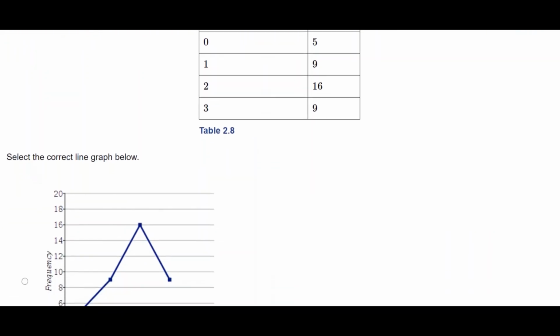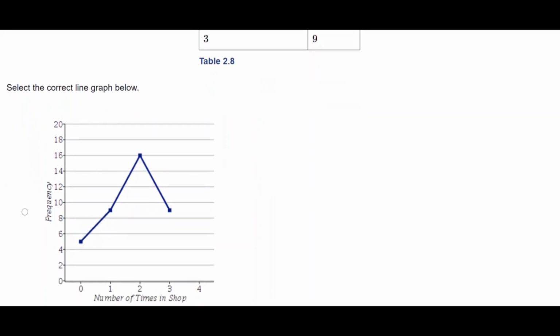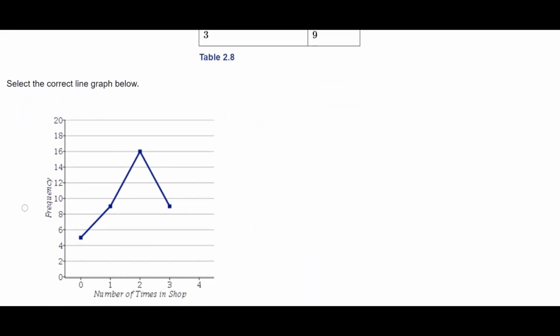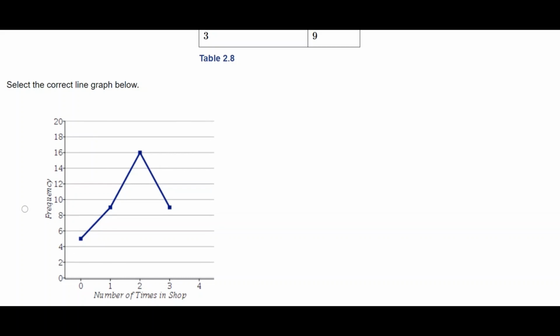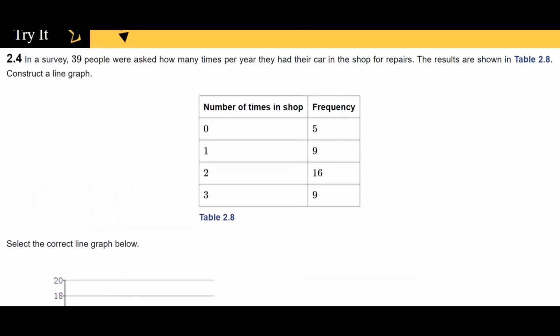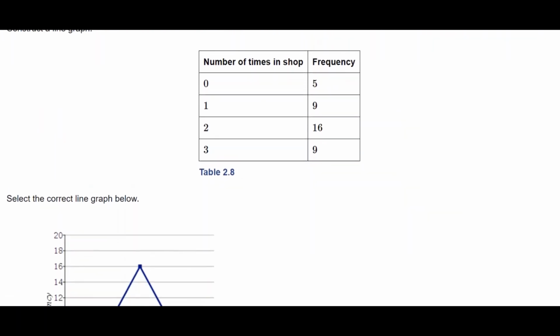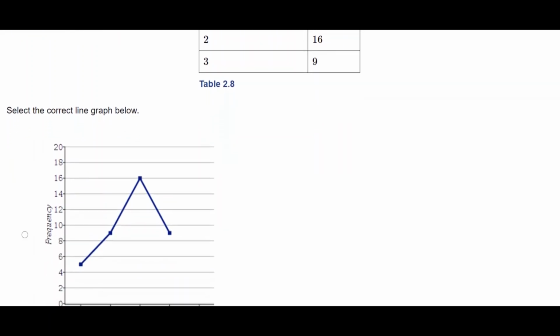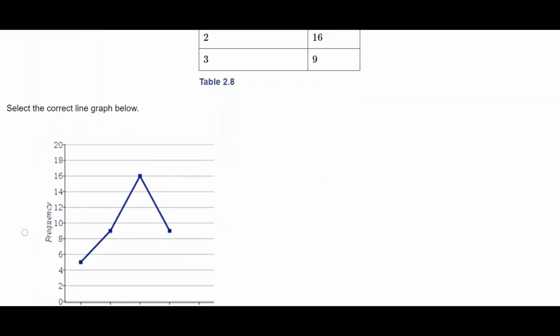Now in the first option, we see that the graph has on the x-axis the number of times in a shop, which is the left column in the table, so this is correct, and the right column is frequency, which is along the y-axis, so the graph has the correct axis taken.